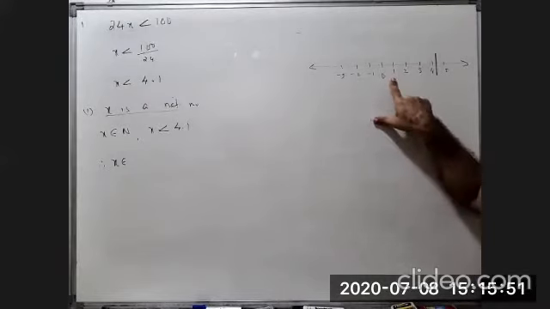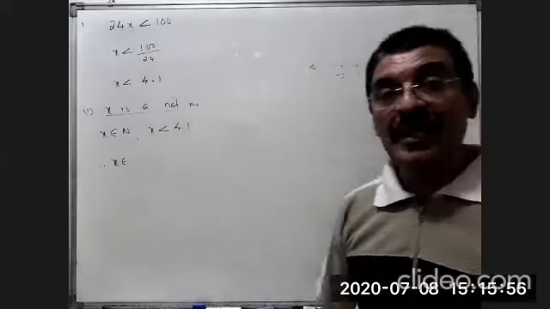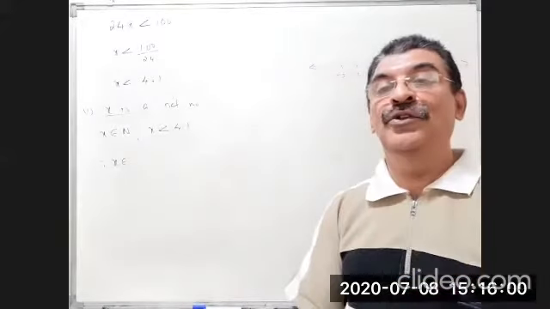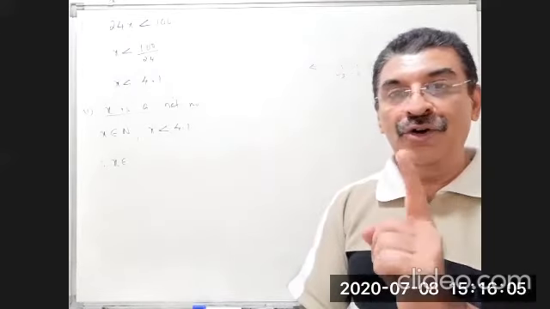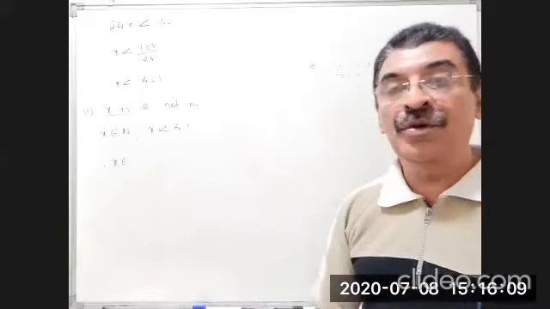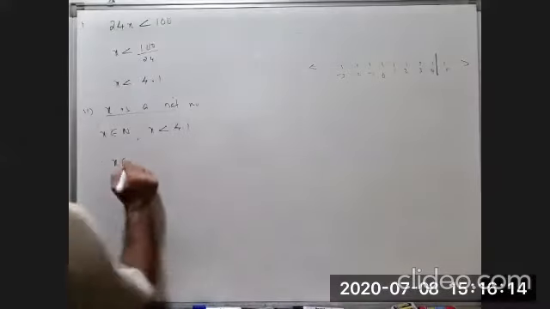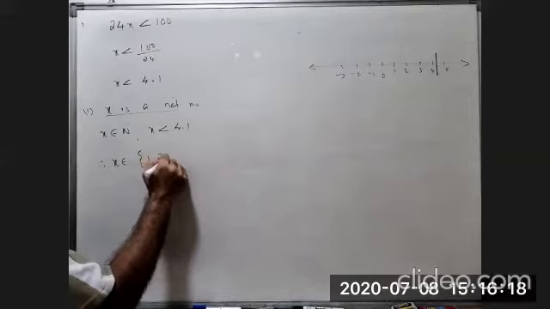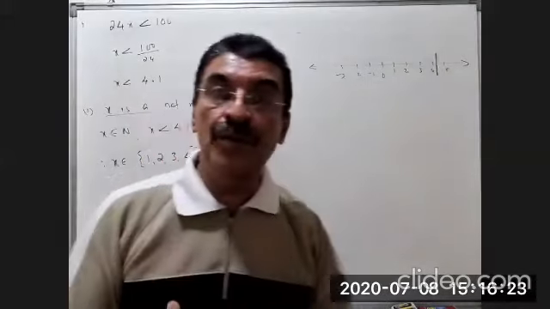Some of you wrote 1, 2, 3. Which are those natural numbers less than 4.1? What about the number 4? Is 4 a natural number? 4 is a natural number. Is it less than 4.1? Definitely 4 is less than 4.1. So it belongs to the set 1, 2, 3 and 4, natural numbers less than 4.1.